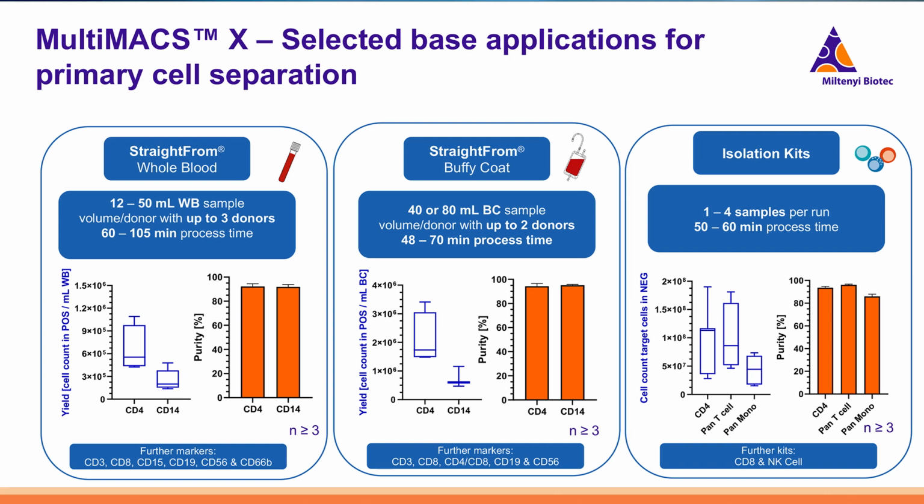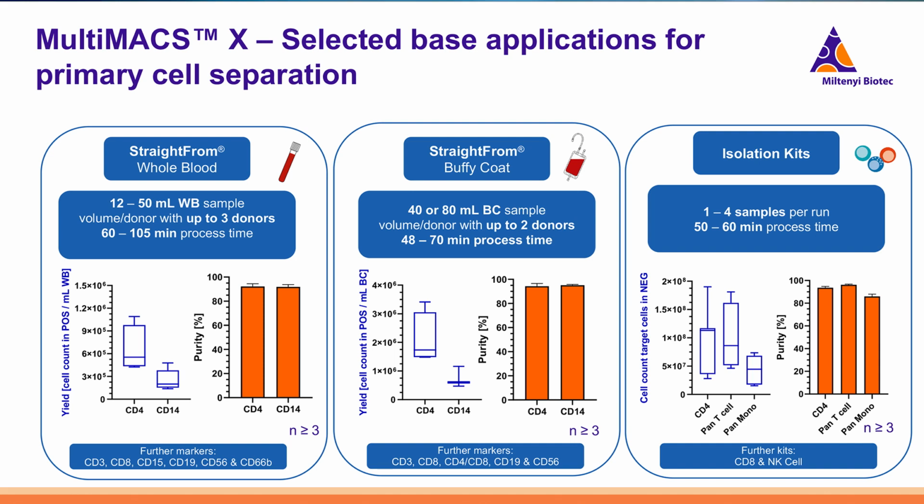In the next graphic, I show you the Straight-From buffy coat example, and there you can either run 40 milliliters or 80 milliliters of buffy coat sample per donor, and also up to 2 donors are possible to run in parallel in one automated process, with process time between 48 to 70 minutes. Again, here is shown the CD4 and CD14 marker, and you see again a high purity above 90% for both selected cell types.